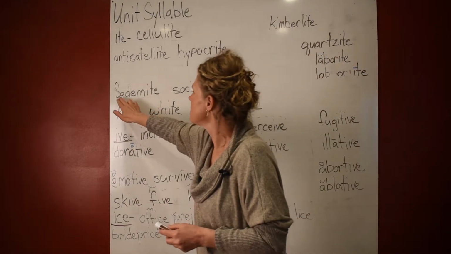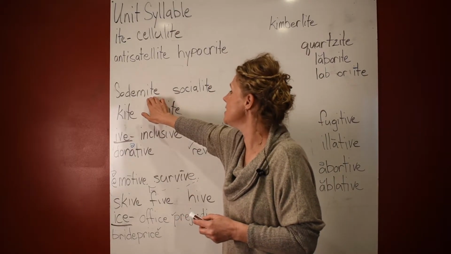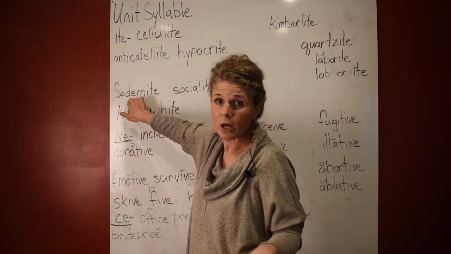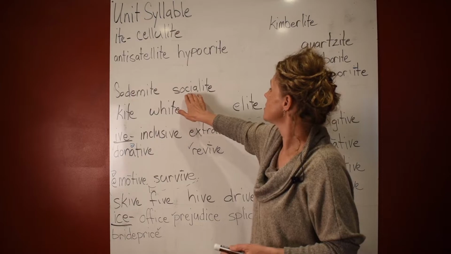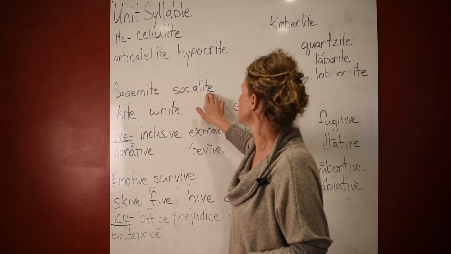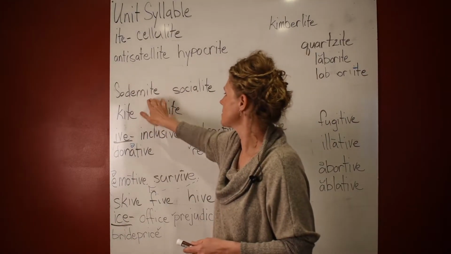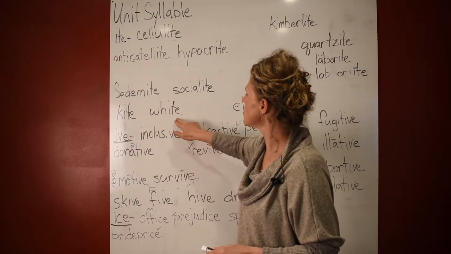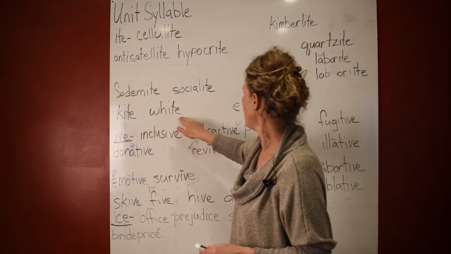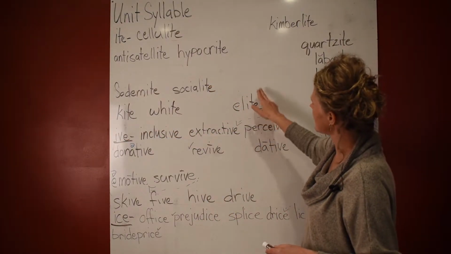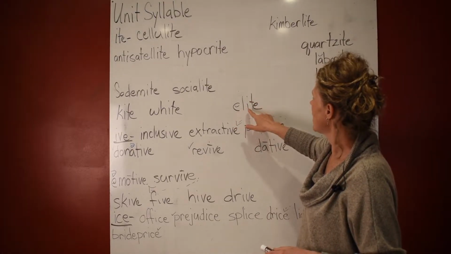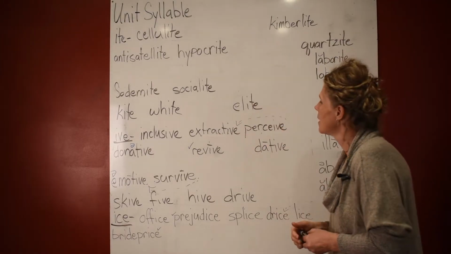Now this is really fun. Sodomite. So ITE in this word means a person who lives in Sodom, like Sodom and Gomorrah in the Bible. So listen, socialite. This is a person who is social. So in these ones right here, this would be a suffix. Now you have your silent E syllables right here. This is not a unit syllable. Kite, white. Now this is also a silent E syllable, and it says elite, but this does not come from our language. It's saying the E sound.